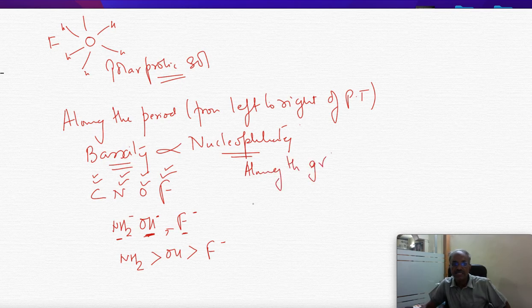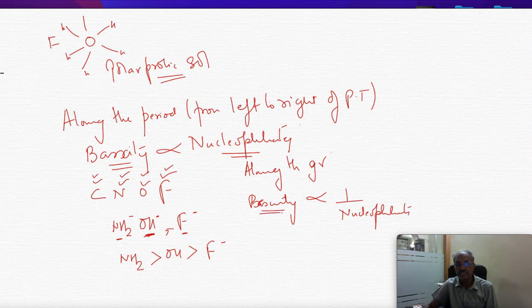Along the group, basicity is inversely proportional to nucleophilicity. That means lesser the basicity, more the nucleophilicity. Right? That means I can say iodide is more than bromide, more than chloride, more than fluoride. That means iodine is a better nucleophile than bromine, and then chlorine, and then fluorine.